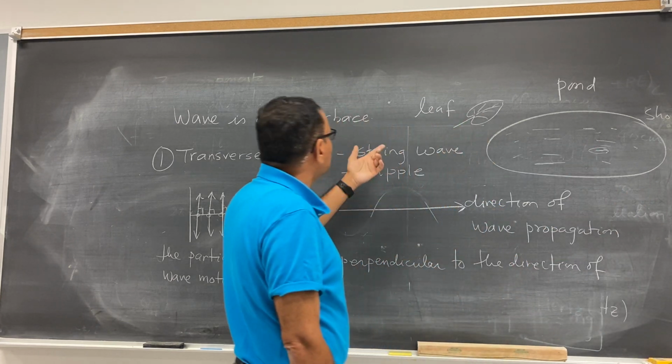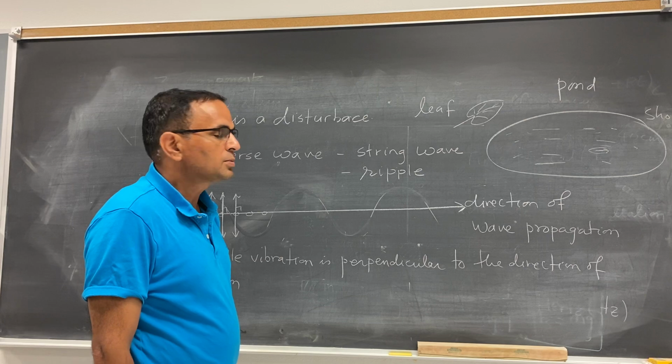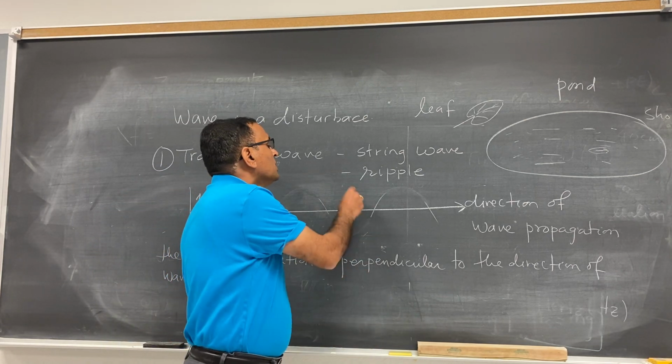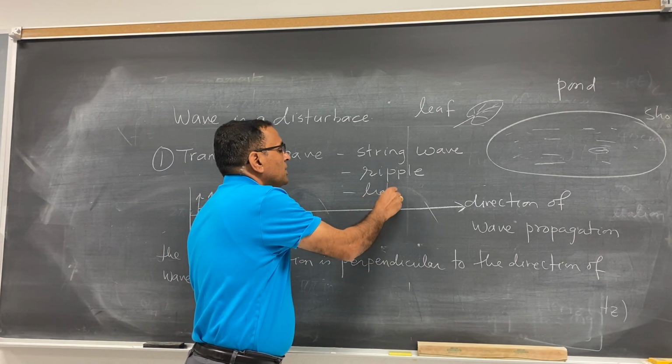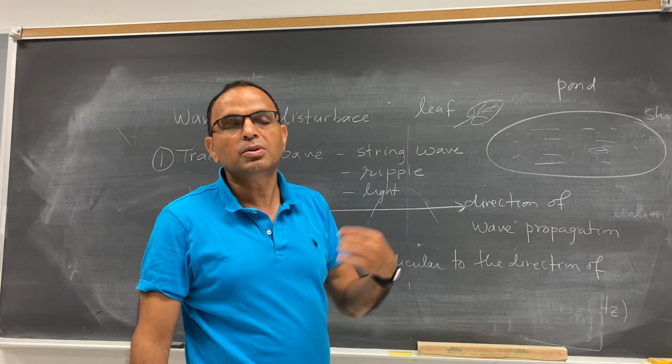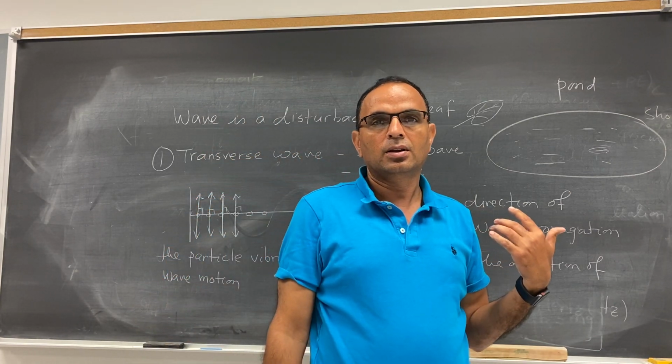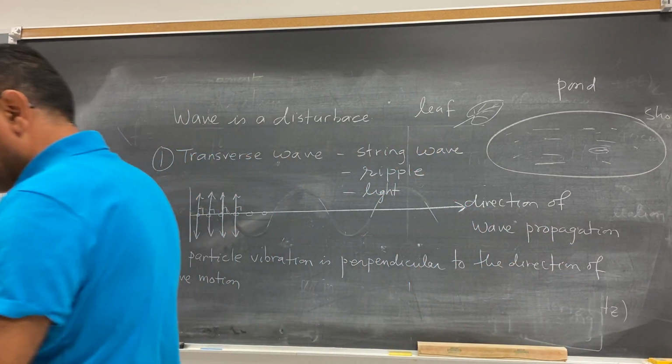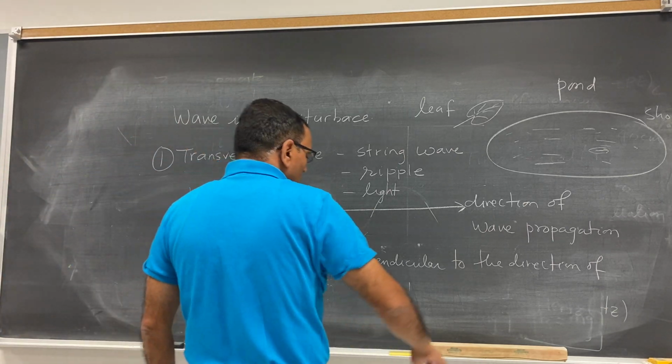So the examples: a string wave is a transverse wave, a ripple is a transverse wave, even light is also a transverse wave. Light is an electromagnetic wave, but it is still a transverse wave. So that is the transverse wave, and another type of wave we call the longitudinal wave.